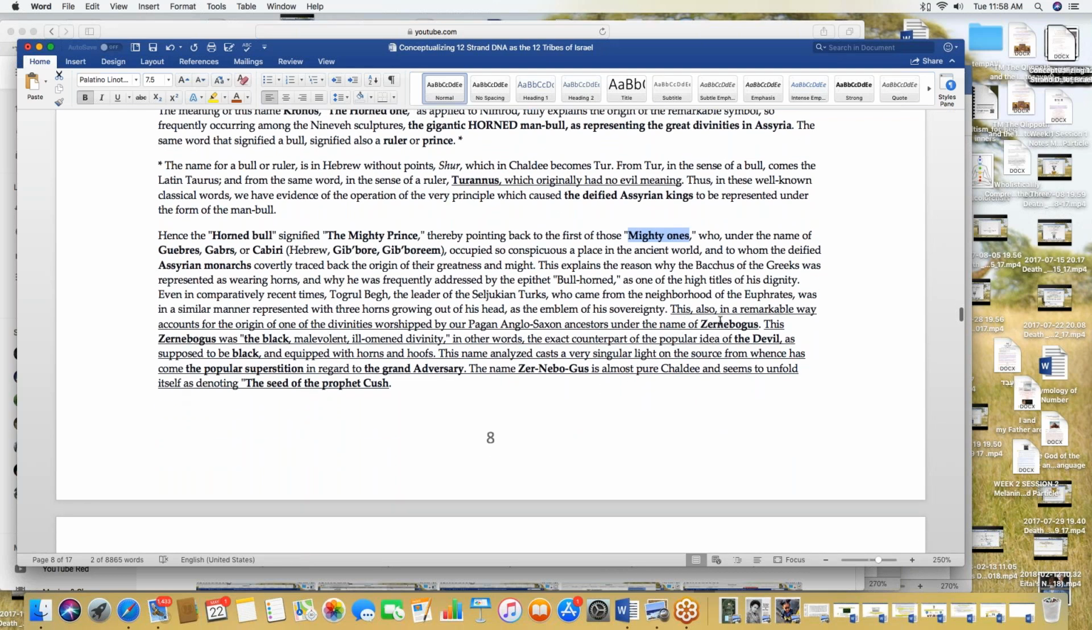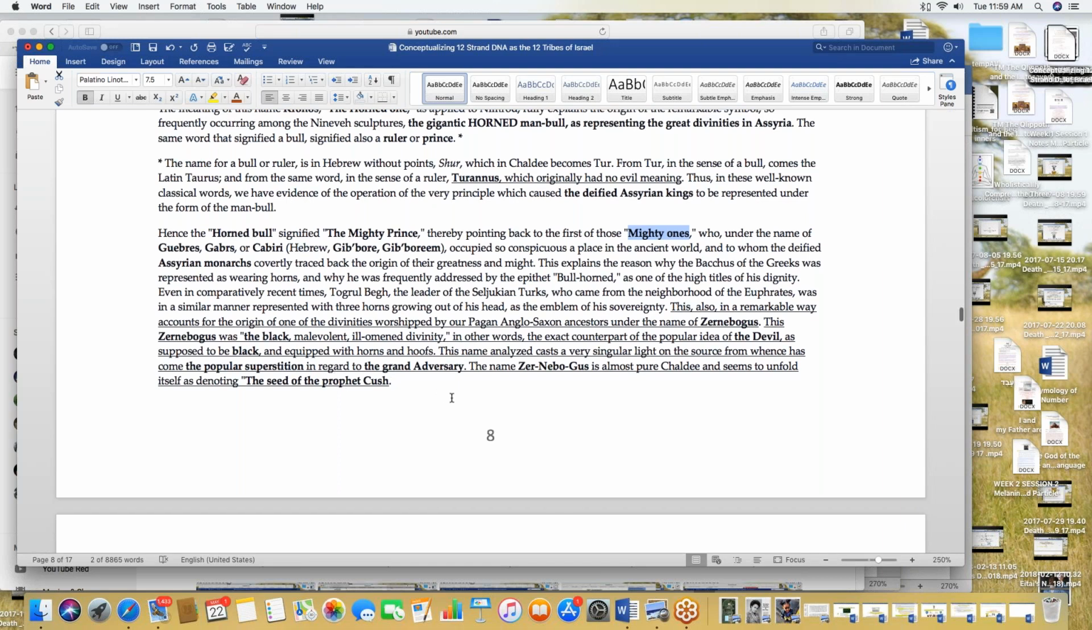Moving ahead, thus also in a remarkable way accounts for the origin of one of the divinities worshipped by pagan Anglo-Saxon ancestors under the name of Zernebogus. This Zernebogus was the black, malevolent, ill-omened divinity. In other words, the exact counterpart of the popular idea of the devil, as supposed to be black and equipped with horns and hooves. This name analyzed casts a very singular light on the source from whence has come the popular superstition in regard to the grand adversary.